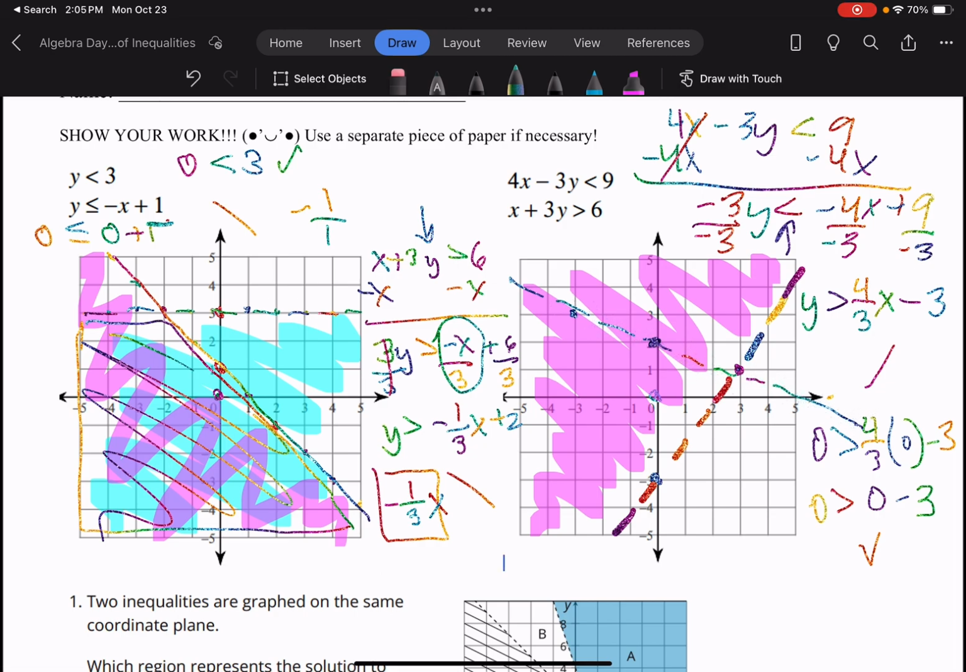All right, now I'm going to test a point. I'm going to test 0, 0 again. So if we plug in 0 plus 3 times 0 is greater than 6, that is not true, right? This point does not work for the second equation. We can test it here as well. If we say 0 is greater than 0 times negative 1/3 plus 2, 0 is not greater than 2. So this side does not work.